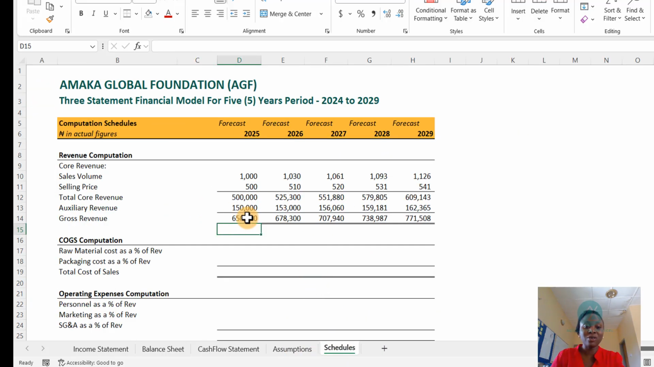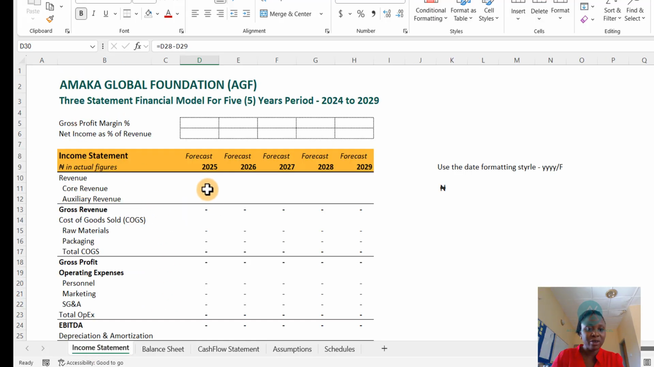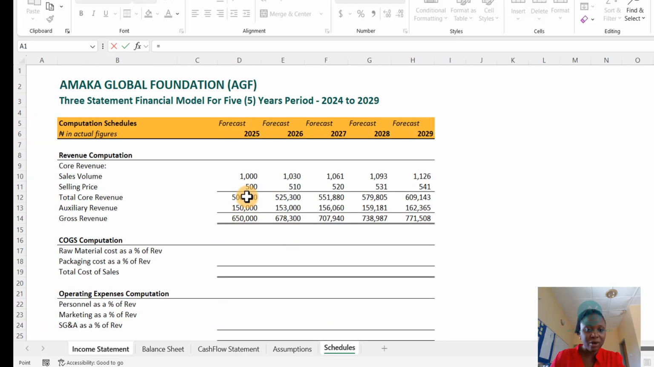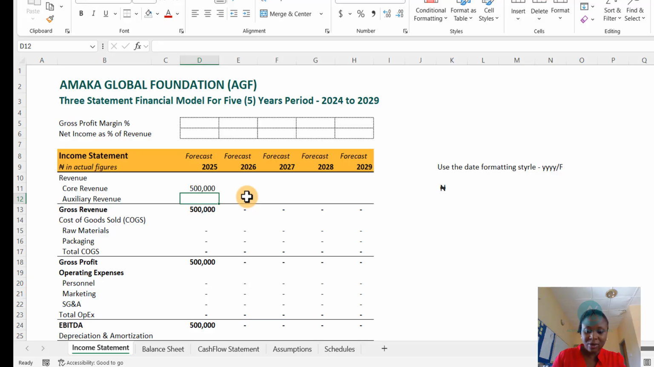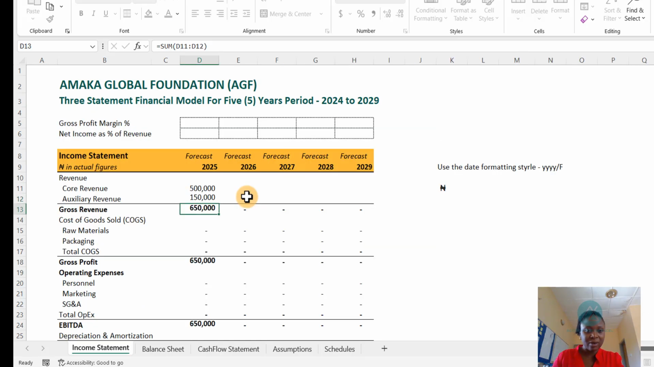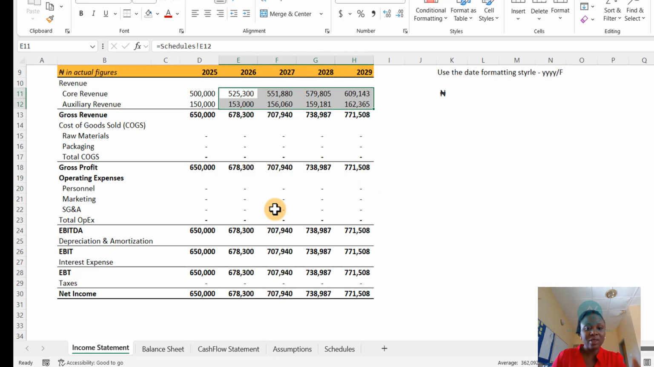We just computed the gross revenue, so we'll link it to the income statement. Remember, we have our core revenue. Go back to the schedule where we computed and pick your core revenue. This is your core revenue and auxiliary revenue. You can use your shortcut to get this figure, so it's easier. Auxiliary revenue is 150,000. We've picked it, so you can just copy. The formulas are relative, so Control V. Good.